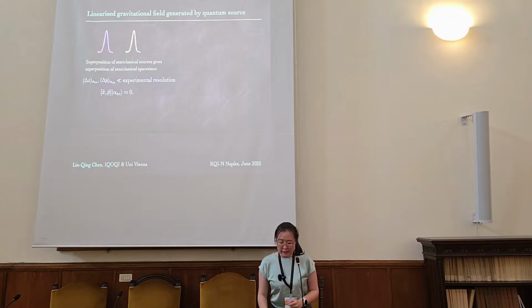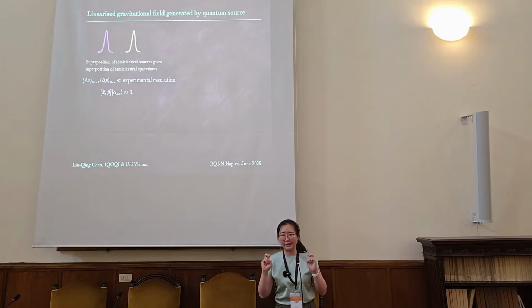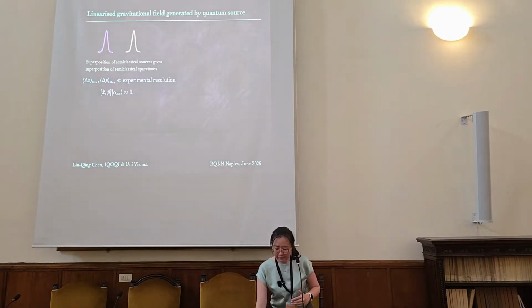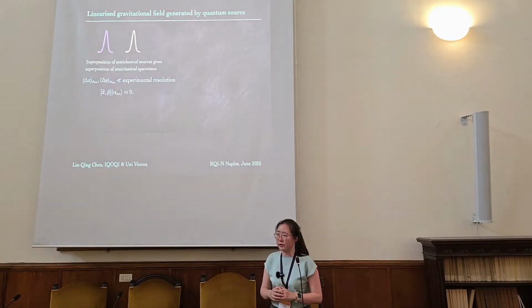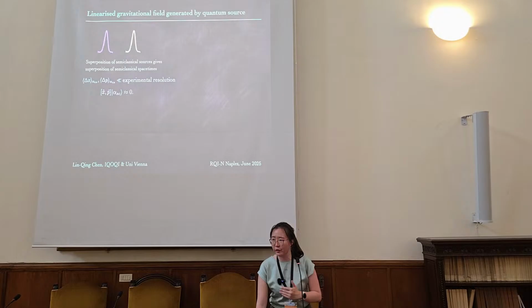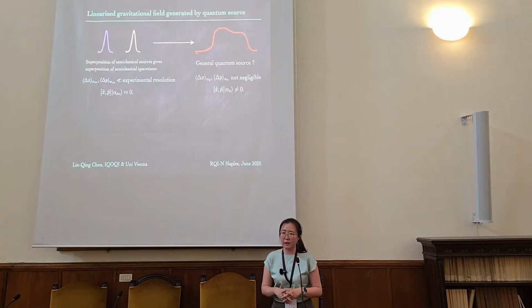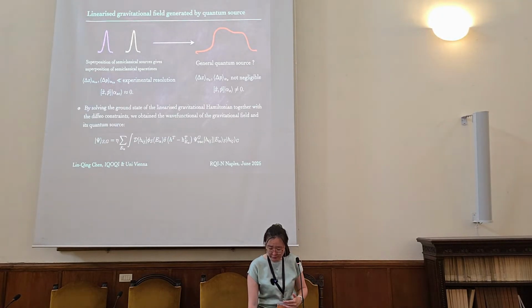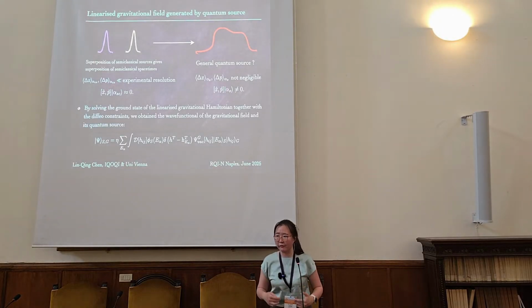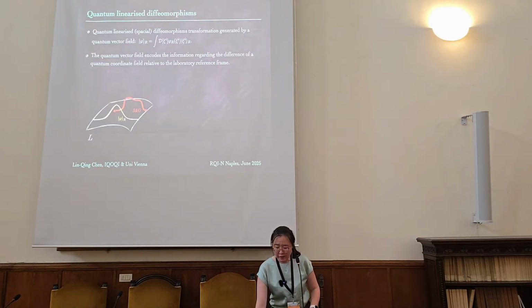So the superposition of semi-classical sources gives the superposition of the semi-classical spacetime, intuitively. However, this is in a regime where the source uncertainty, delta x and delta p, is way smaller than the experimental resolution. So operationally, the Heisenberg uncertainty for the source is negligible. In the previous work, we generalized the descriptions to quantum sources where such uncertainty is not negligible. And by solving the gravitational Hamiltonian and constraint, we arrived at the wave function of the quantum state of the gravitational field to carry out such a diffeomorphism investigation.